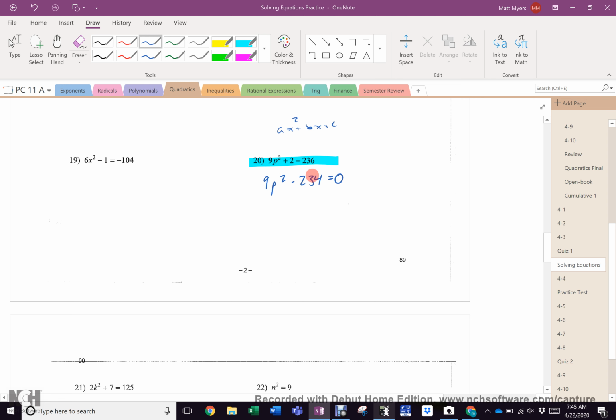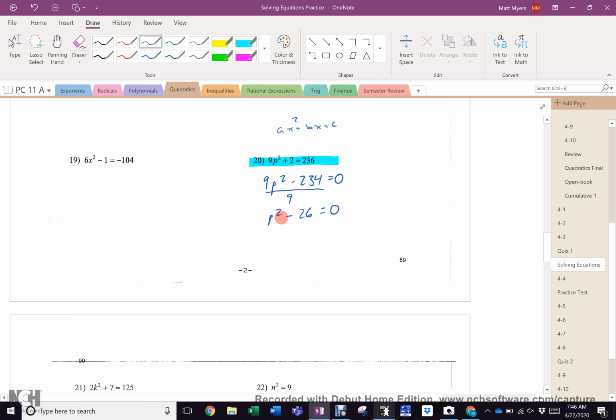Twice. Yeah, it does. So I can take out a 9 there. And I would get p squared minus 26... 9 times 20 is 180... p squared minus 26 equals 0. And I can't factor that because 26 is not a perfect square. So I've got to use the quadratic formula.